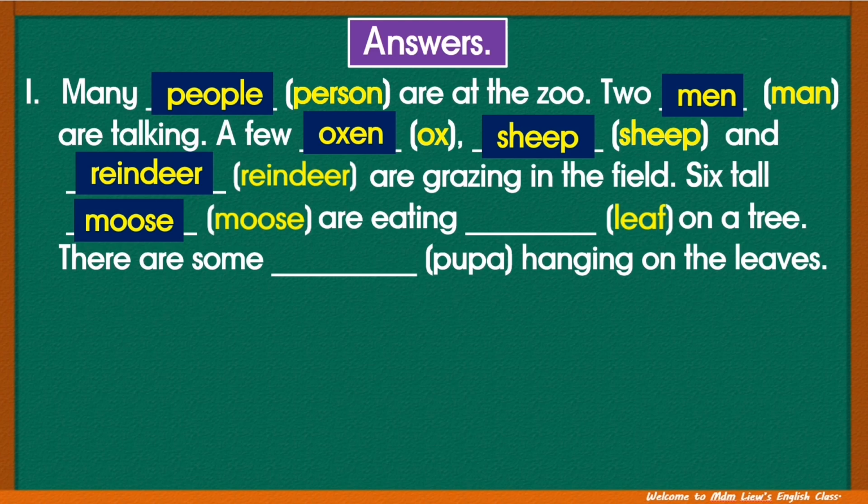The plural of leaf is leaves. Leaf becomes leaves. Are eating leaves on a tree. There are some pupa. The plural of pupa is pupae. Pupa becomes pupae. There are some pupae hanging on the leaves.